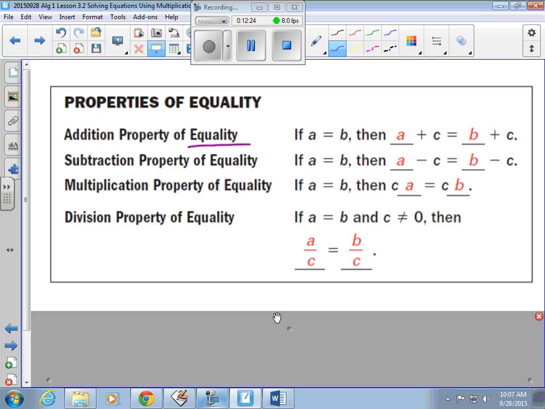So notice all 4 of these properties say the exact same thing. If A is equal to B, then when you add them, it's going to be the same. When you subtract them, it's going to be the same. When you multiply them, it's going to be the same. And when you divide them, it's going to be the same. So if they're the same, it doesn't matter what operation you use, they're going to remain the same after.